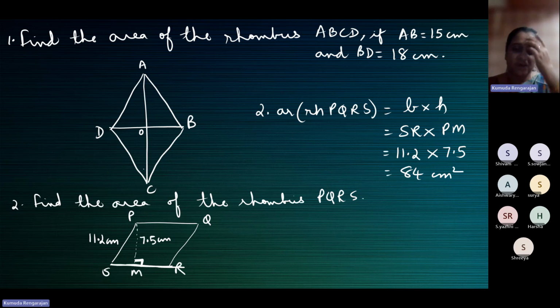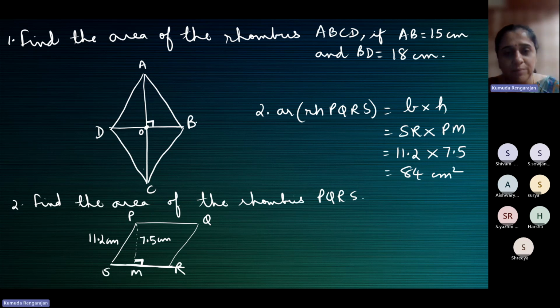In the first one, to find the area of the rhombus ABCD, we use the formula half D1, D2, not base into height. But there also, we were given the length of BD. AC was not given. So here we use the property that in a rhombus, the diagonals bisect at right angles. So this is 90 degrees and also they bisect each other, which means O is the midpoint of AC. O is also the midpoint of BD.